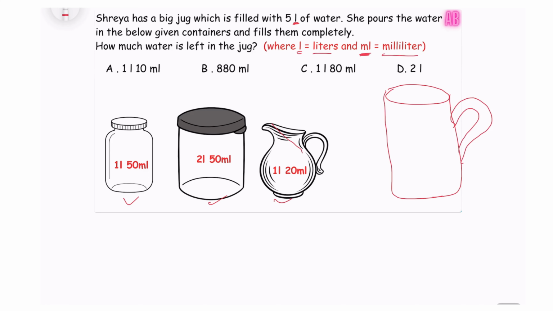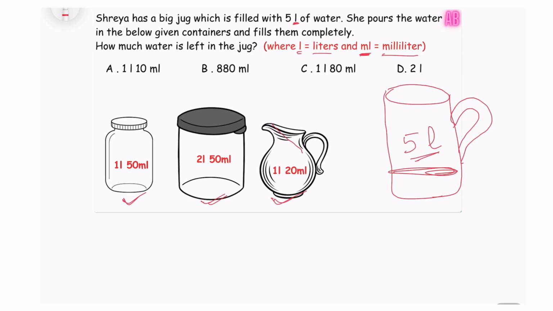Okay, big jug, and its capacity is 5 liters, and it's filled with water. She pours the water in these three containers, this first container, second container, third container. She fills these containers completely. After filling these containers fully, how much water is left in Shreya's jar?